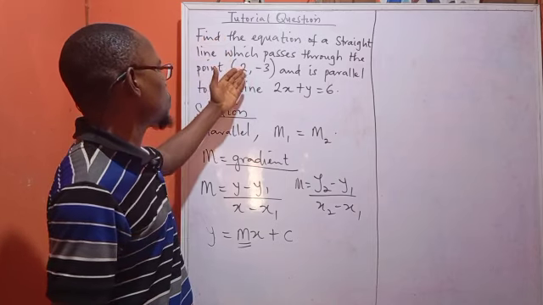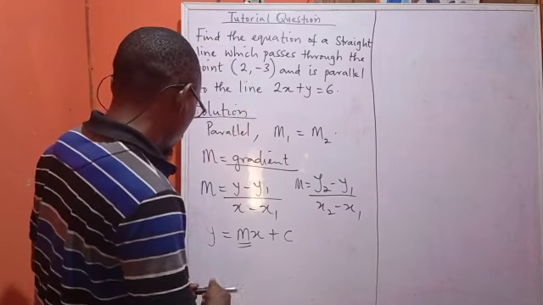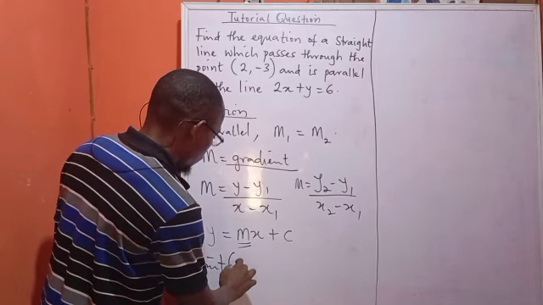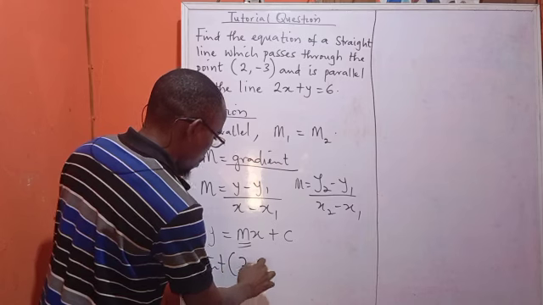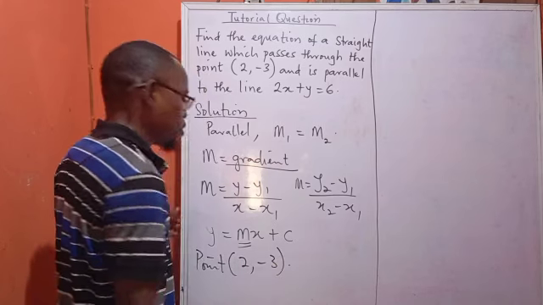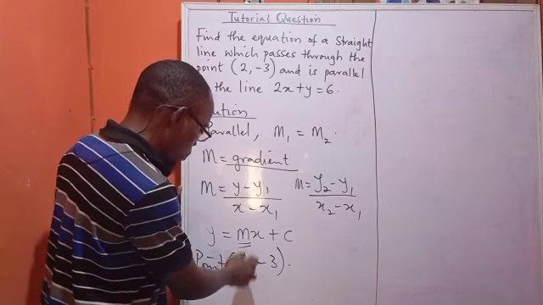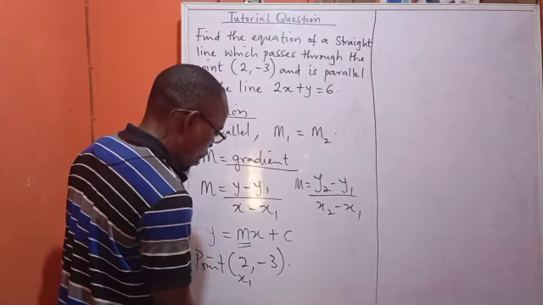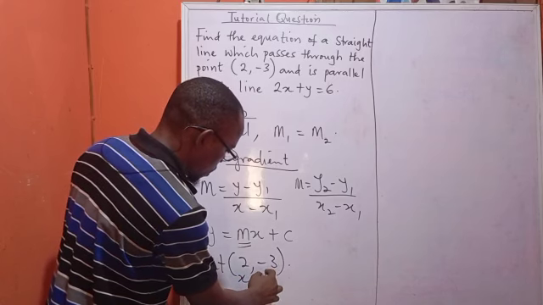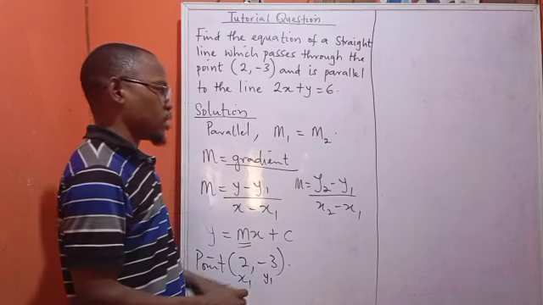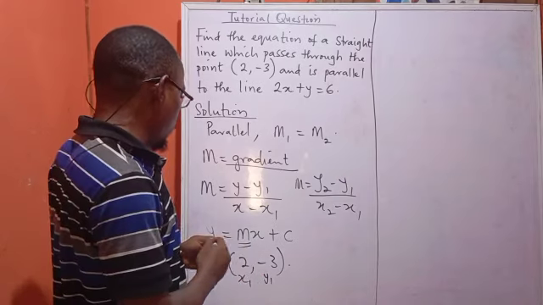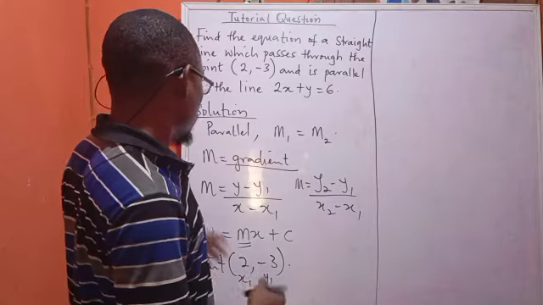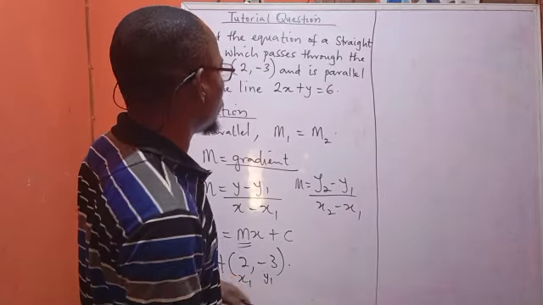Now, looking at what we have here, we want to find the gradient from this point. We are just given the point (2, -3). The first value here we will take as x1, and this one we take as y1. Since we are able to do that, we can find the gradient from this point. So let's substitute the values there.